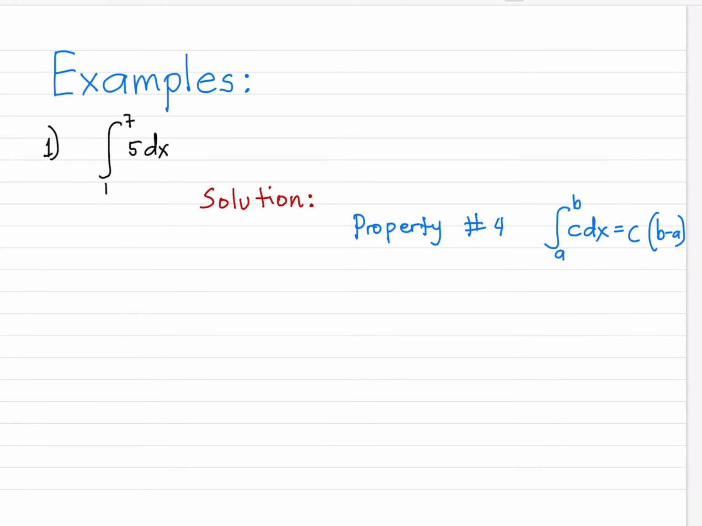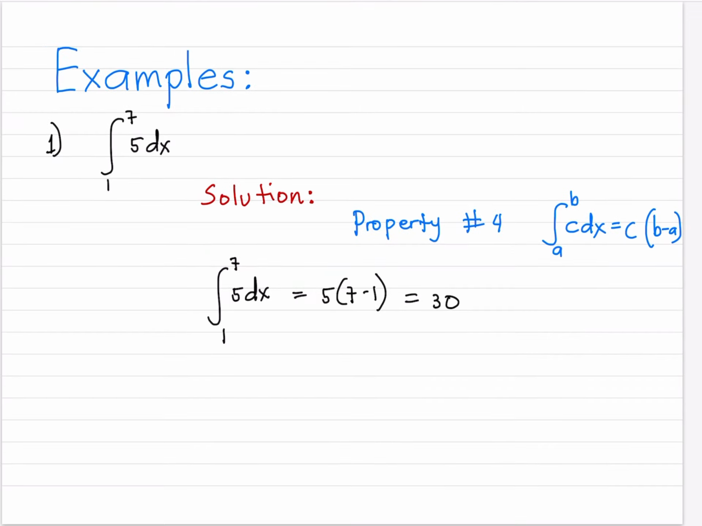So this is simply equal to the integral of 5 dx evaluated from 1 to 7, which is simply 5 times 7 minus 1, which is 30. Okay, now we move on to number 2.